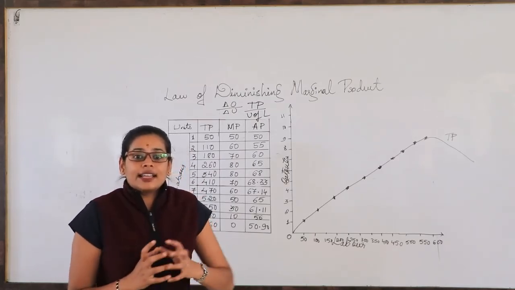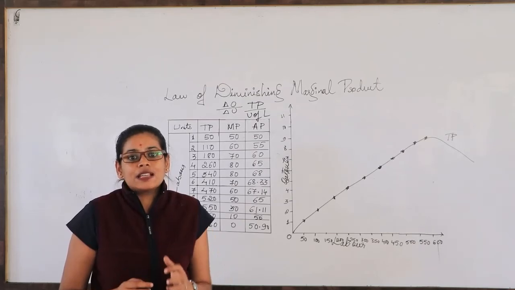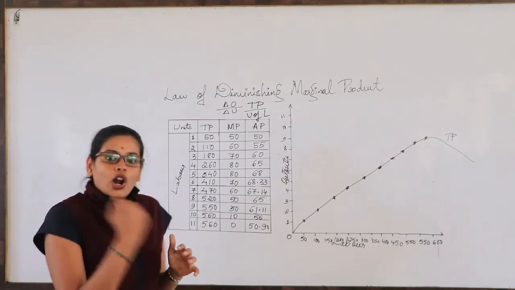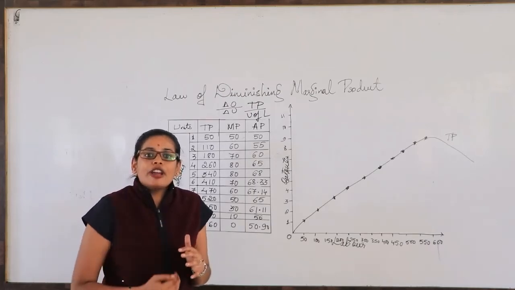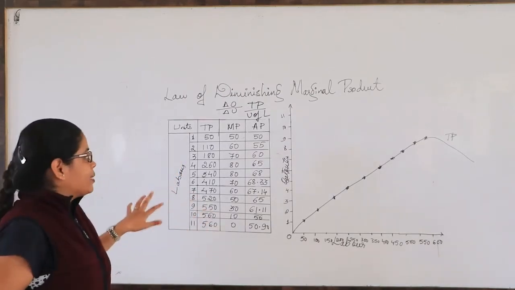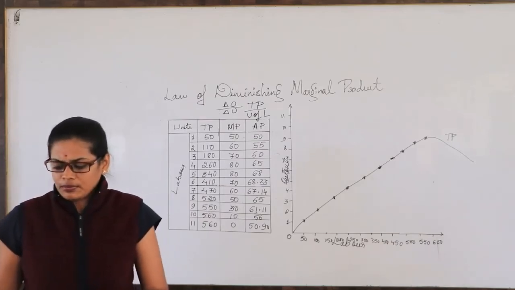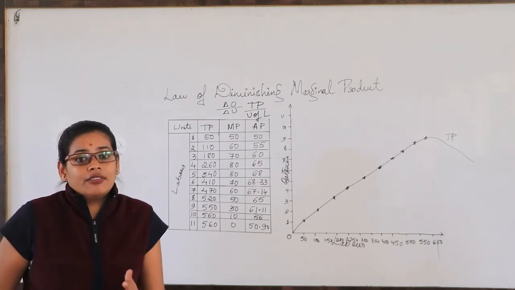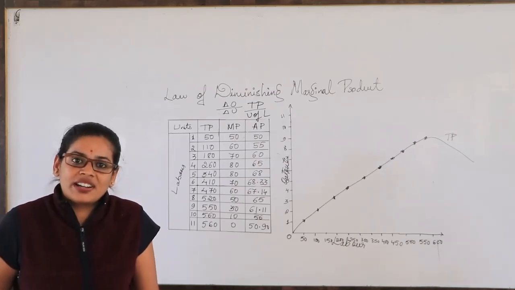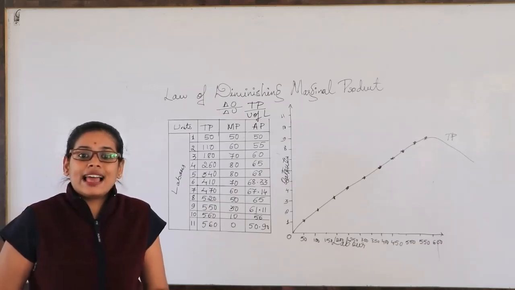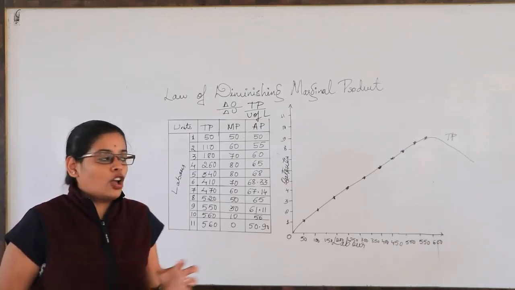These are the terminologies which help us understand at what stage or level of input we are going to diminish. That's all about these three terminologies. Once you understand these things, it is very easy for us to understand the law of diminishing marginal product. In the next class we will study the exact law with the help of a graph.